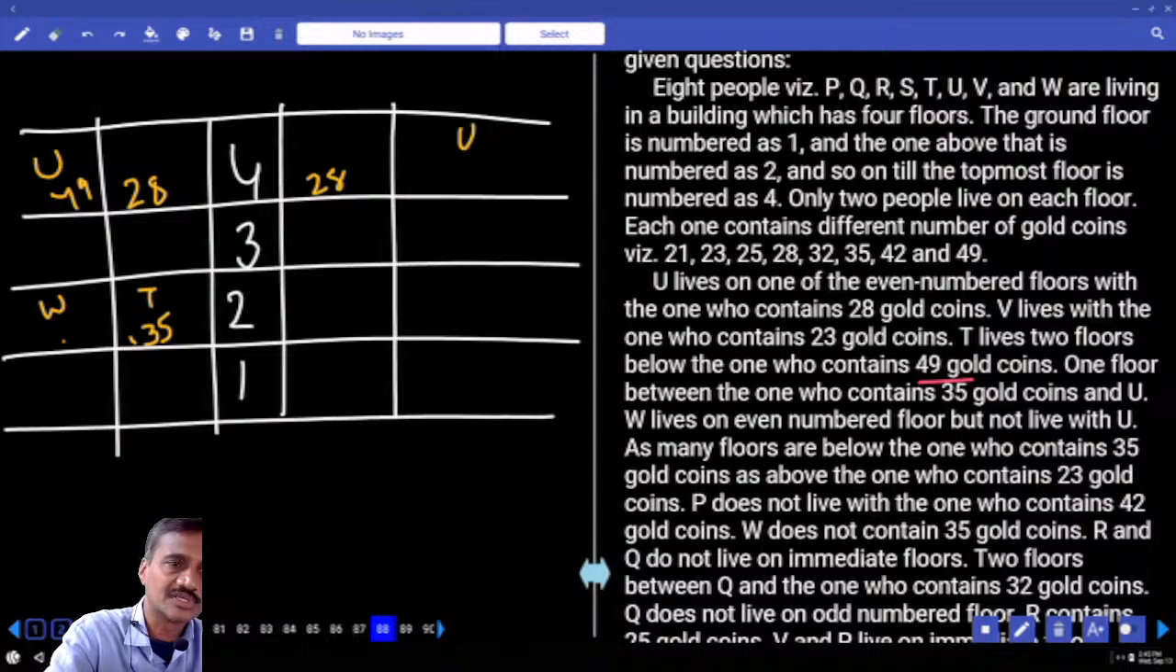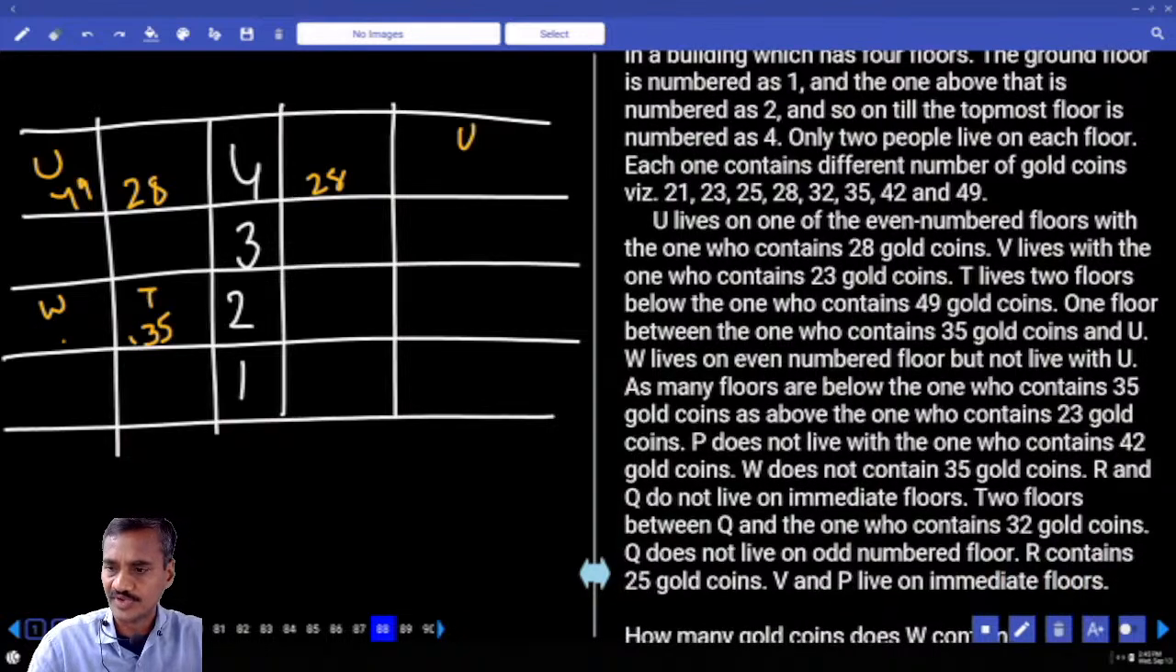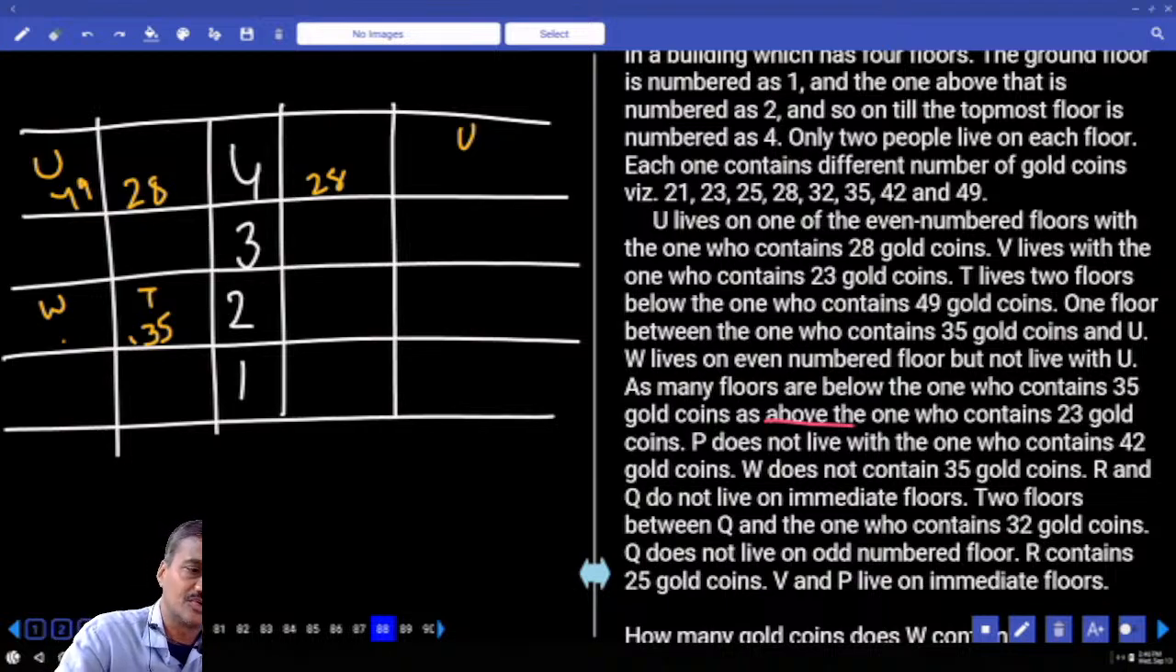Can T be here or not? And T lives below. 1 floor between 35 and U. Next one, 35 and U, 1 floor. And W lives on an even number floor but not with U. Fine. And as many floors below 35 as above 23. As many floors below 35. Below 35 there is 1. Above this 23 we need to have exactly 1. That means V and 23 are adjacent to each other and this must be V and this is 23. Is that right or not? V and 23.